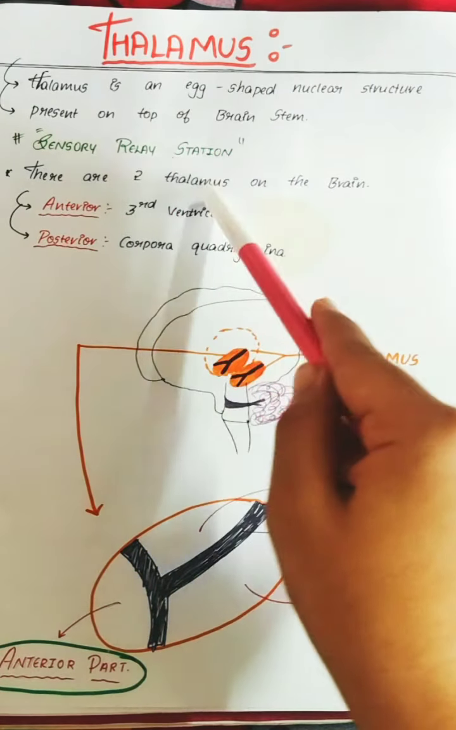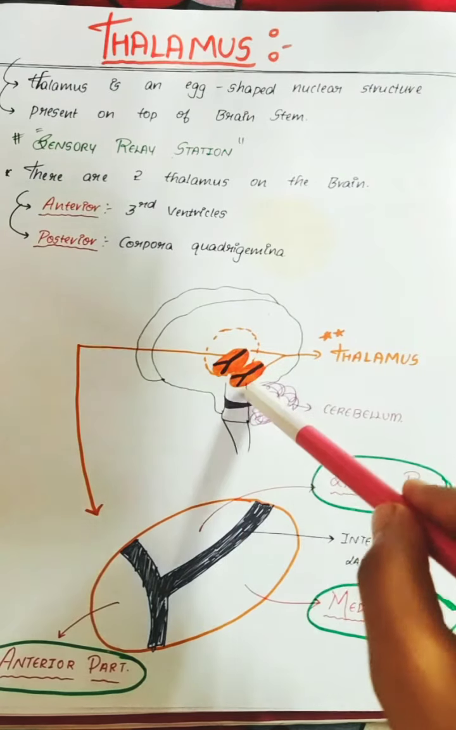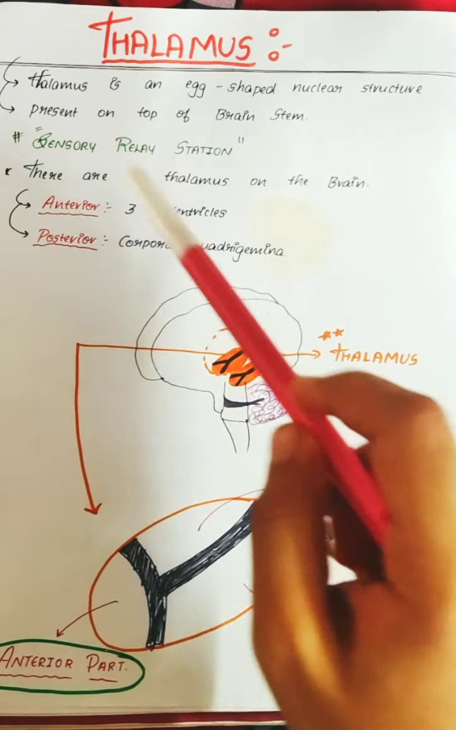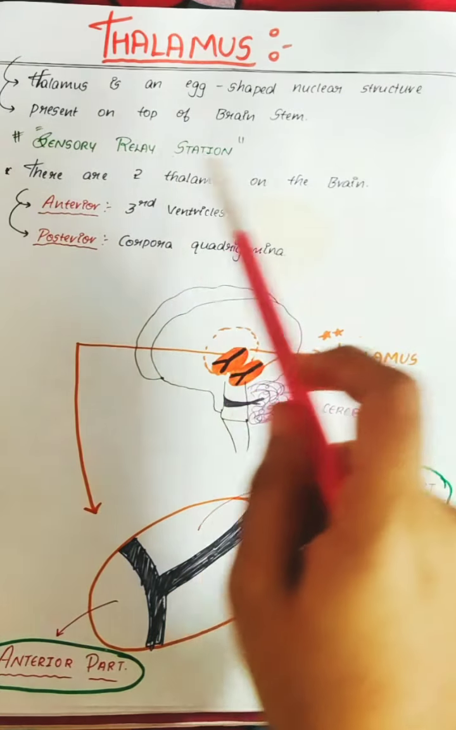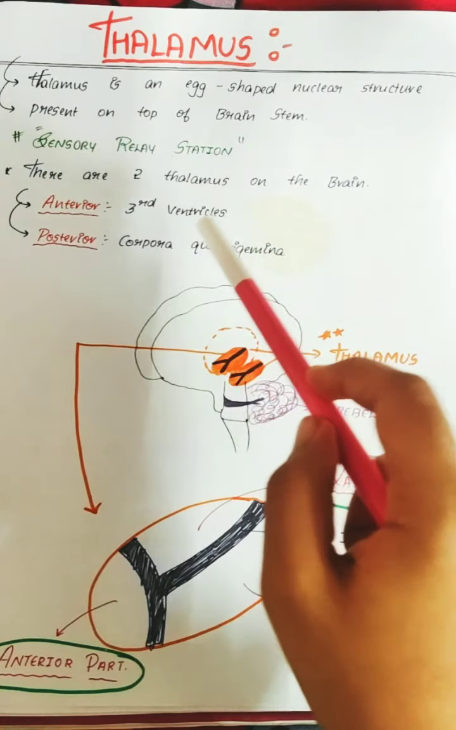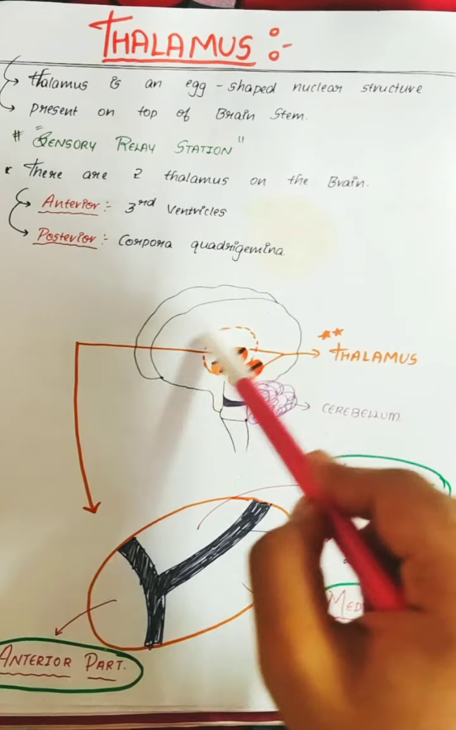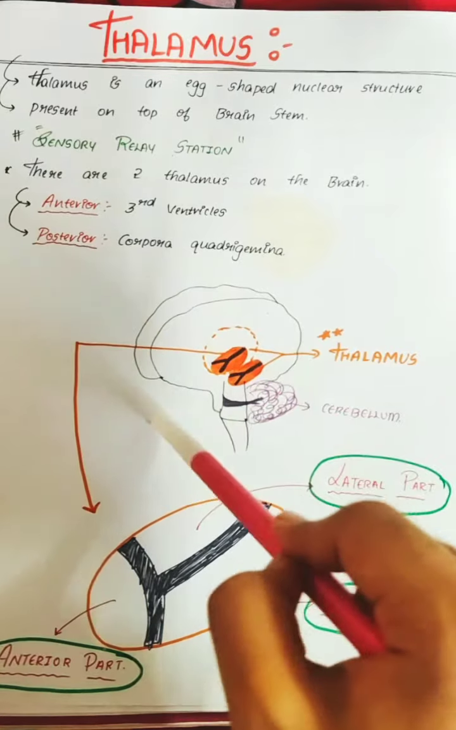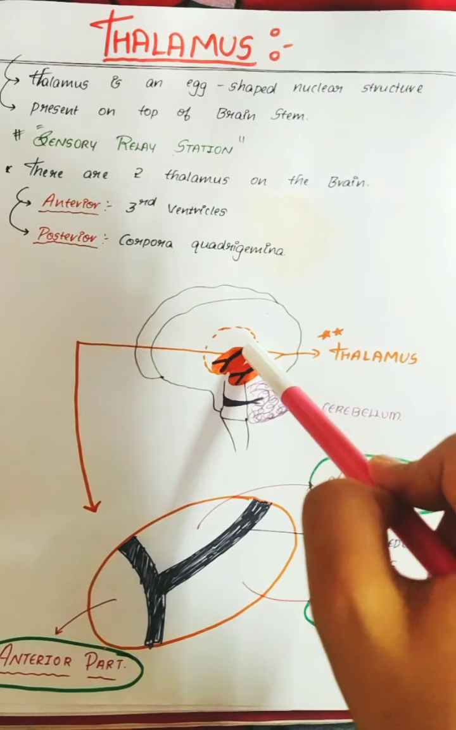So there are two thalami in a brain, one on the left side, one on the right side. Anterior to the thalamus, the third ventricle of the brain is present. Posterior to the thalamus, you can see the corpora quadrigemina. So you can see the two egg-shaped thalami on the top of the brainstem.